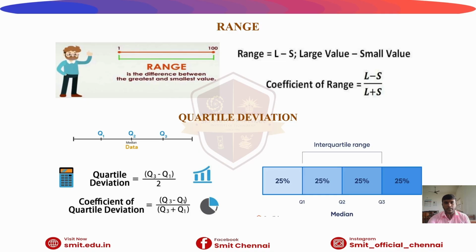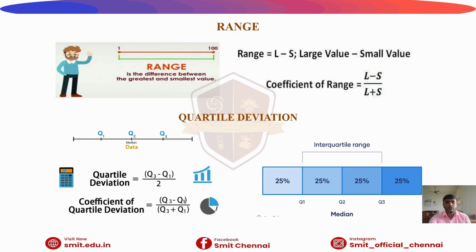First, we will see the range. Range is the difference between the greatest and smallest values. The range formula is L minus S, where L means the larger value and S means the smaller value. Coefficient of range is L minus S divided by L plus S.